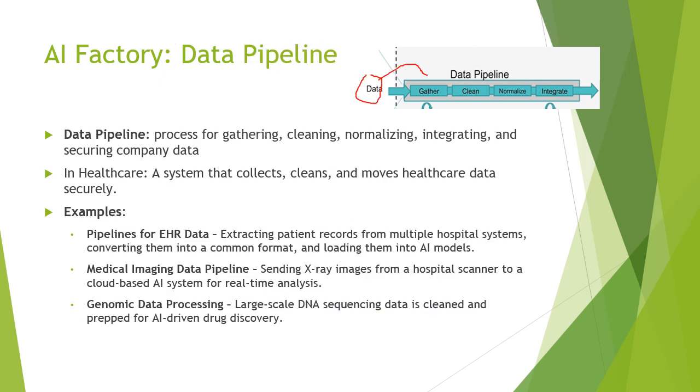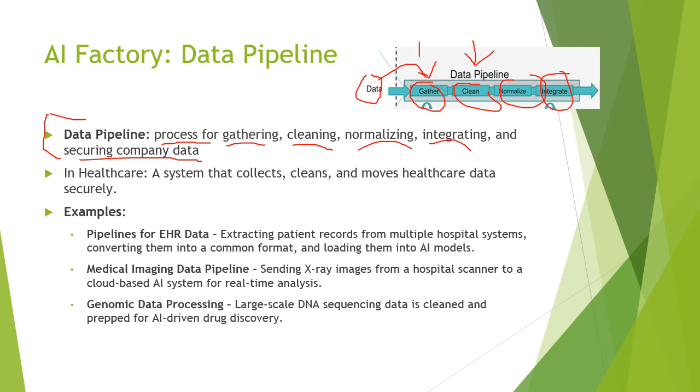The data goes into what's called a data pipeline. That data pipeline is kind of a set of procedures, a process. So it's a process for gathering, cleaning, normalizing, integrating, and securing company data. So here you have gather, clean, normalize, and integrate. What that means is you basically gather all the data and sort it into what it needs to actually function as information. You need to make sure it's clean and that there is no missing data, that everything is kind of up to date, that it can be analyzed.